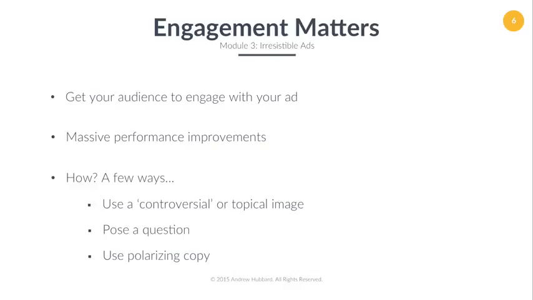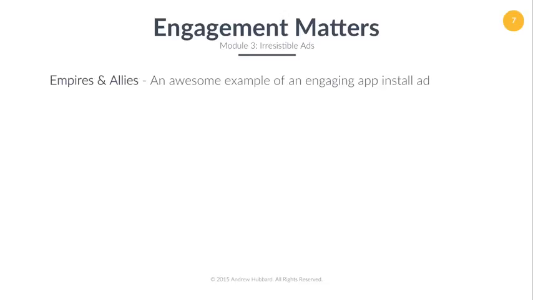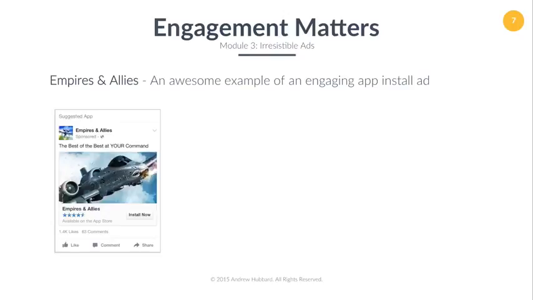What I want to do now is show you a really good example of an app install ad that's encouraged massive amounts of engagement. The app is called Empires and Allies. It's a new app. You may have heard of it. And it just shows how you can get people to engage with an ad. Now here is the actual ad in question. We can see there it's just got one image of an aeroplane and it's just got a simple "best of the best at your command."